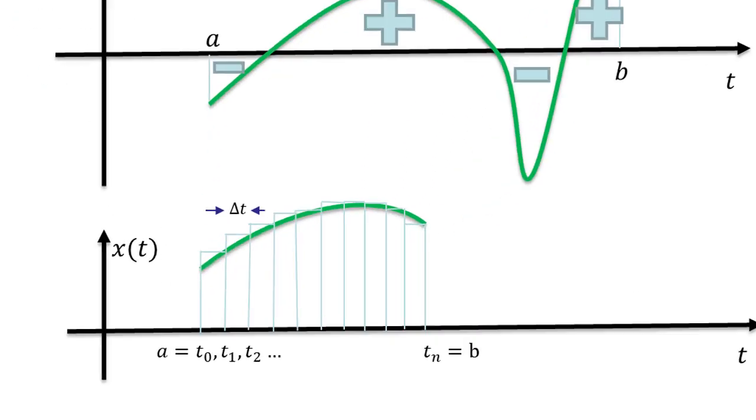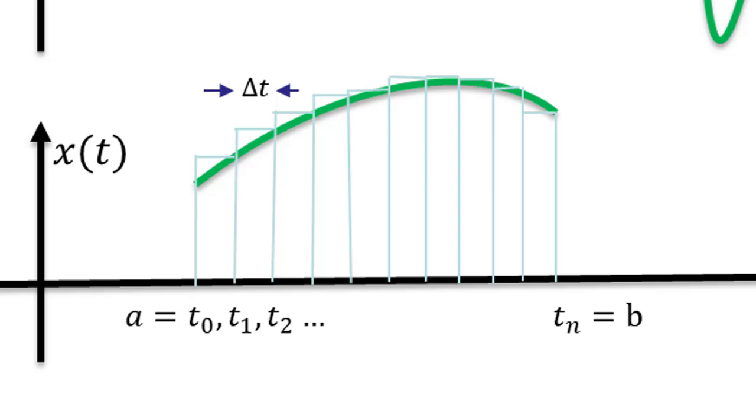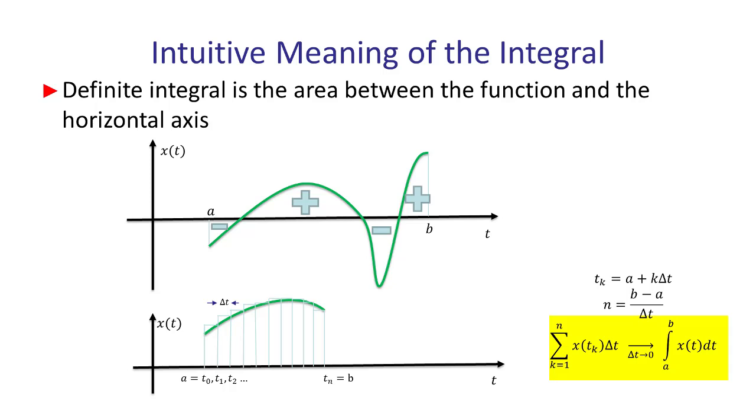Now, what it all means. X of tk is height of the function at specific point. If we multiply it by delta t, essentially we are finding the area of the rectangle, very narrow rectangle, of width delta t and height x of tk. If we add in all of those rectangles and delta t goes to 0, essentially we're computing integral between a and b of x of t function. Now, this representation is also called Riemann sums.